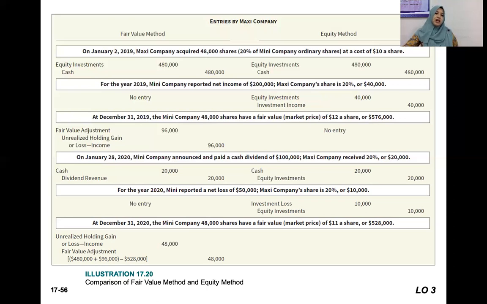And then at the end of 2020, the company reports the change in fair value. Again, this is similar to the previous one that we have tried, on December 31st, 2019. So under the fair value method, we need to recognize the change in the fair value. But under the equity method, no recognition of the changes in the fair value.